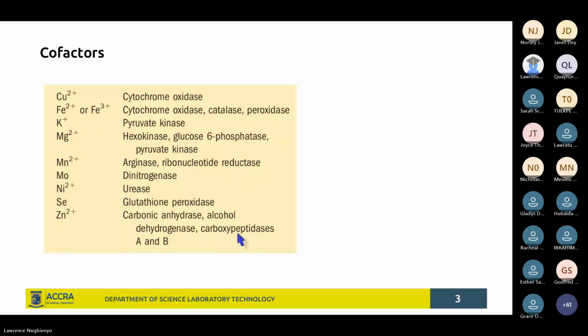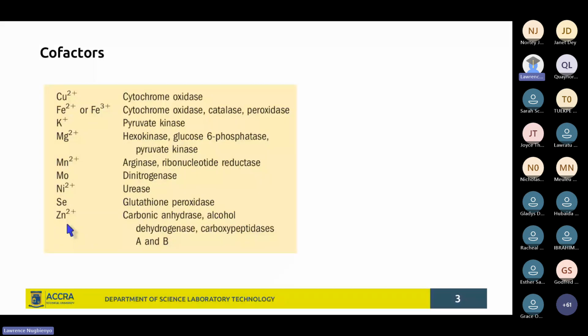Carboxypeptidases. These are also enzymes involved in the decarboxylation of proteins, peptides, or let's say amino acids. So specifically, when you see cofactors, this is what they are referring to: inorganic metal ions, which are required as activators of enzymes.